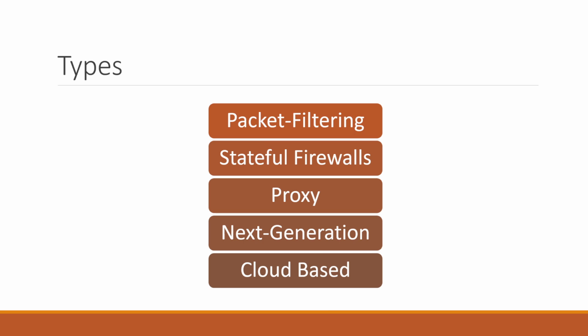Now, there are a few different types of firewalls. We've got our packet filtering, which normally filters on layer 3 as packets pass through the network. We've got our stateful firewalls that can track active connections and make decisions based on the context of the traffic itself. We've got our proxies.